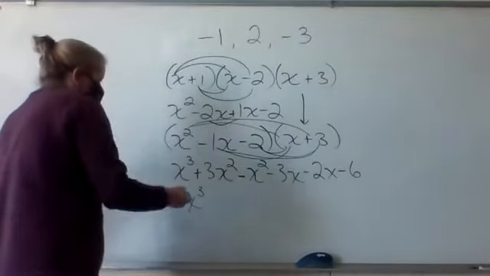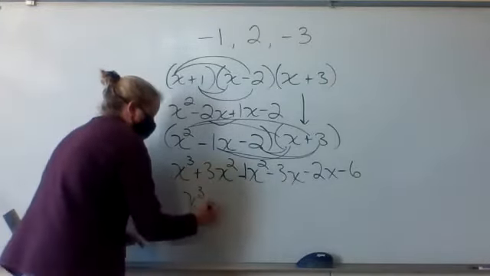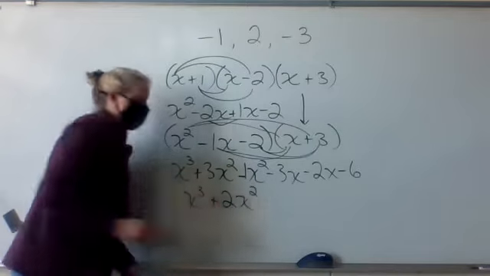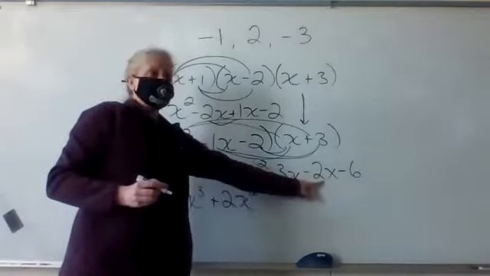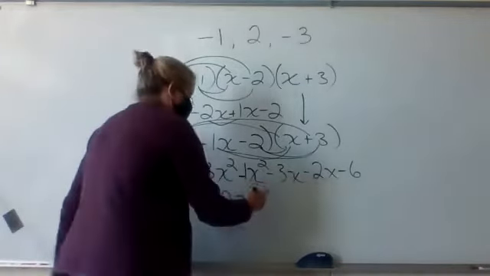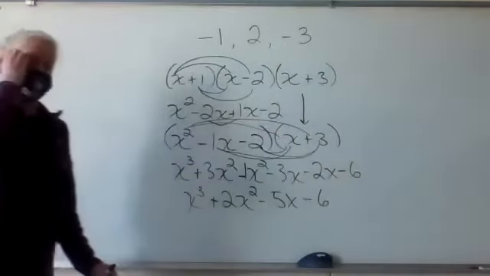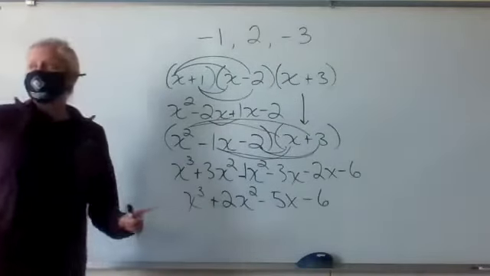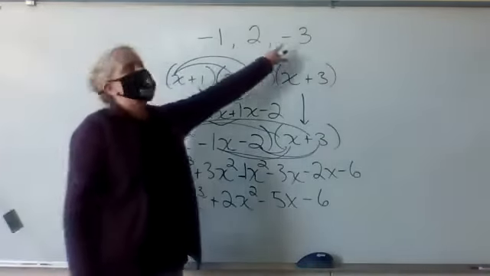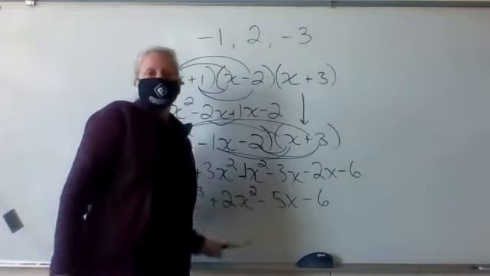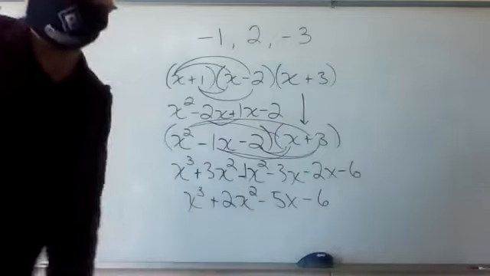I can put these x squareds together. I've got a positive 3 and a negative 1, so my x squareds are positive 2x squared. Put these together, negative 3 and negative 2 gives me negative 5x, and then bring down the minus 6. So the polynomial function of degree 3 that has these 3 zeros is x cubed plus 2x squared minus 5x minus 6.